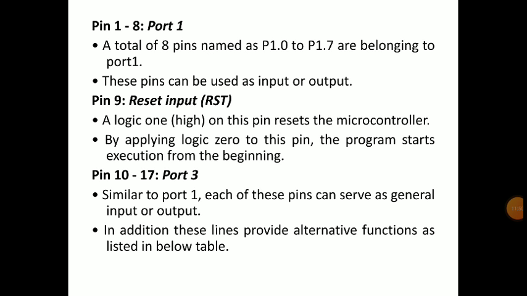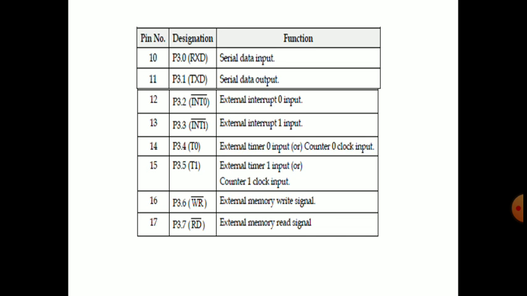Each of these pins can serve as general input or output. In addition, these lines provide alternate functions as listed in the below table. The same table is listed here, but see P3.0, that is pin number 10, RxD, that is serial data input. We are receiving the data serially from external sources through this pin. And pin 3.1 is TxD, serial data output. That is, we are transmitting the data serially from this pin.